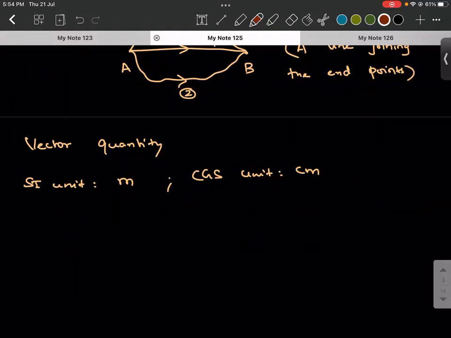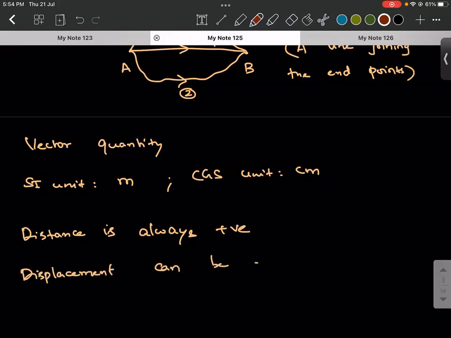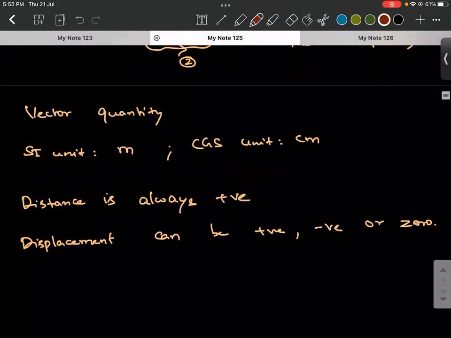From here, an important point to be noted is that distance is always positive, whereas displacement can be positive, negative, or zero as well, because it's a vector quantity.